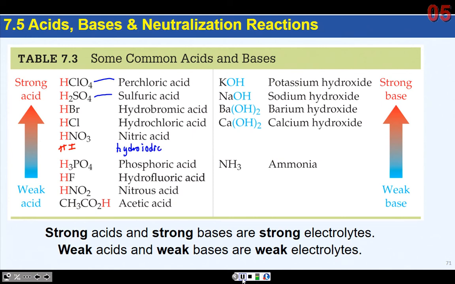Hydroiodic have names that are very similar. And then the other one is nitric acid. Nitric acid is HNO3. You should know them. They are strong acids. There are only 6, and they are strong acids because they're strong electrolytes.